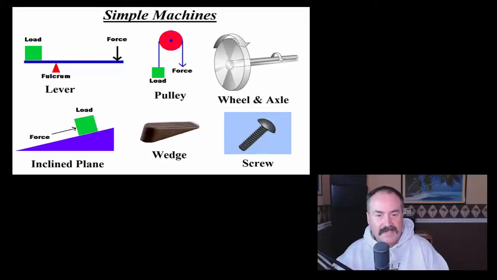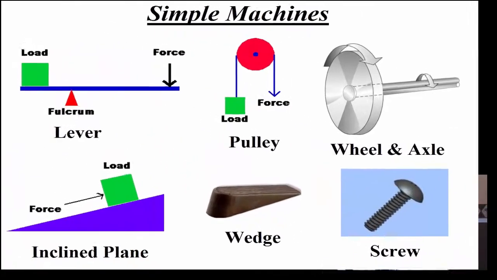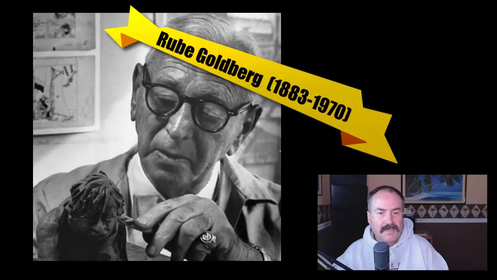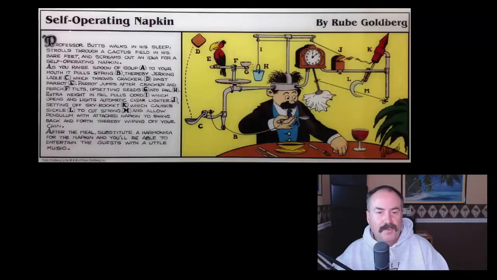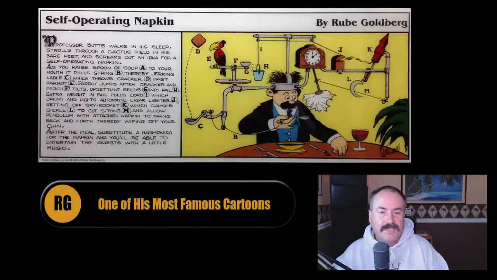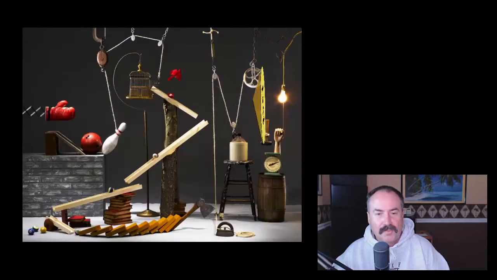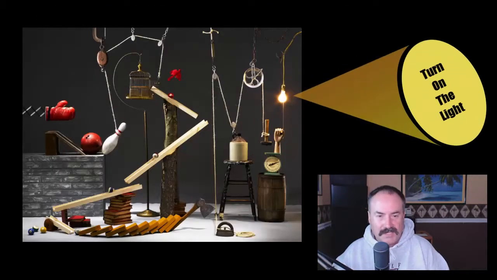If you can't remember the 6 different types of machines, here they are: the wedge, wheel and axle, lever, inclined plane, screw, and pulley. Named for the American cartoonist and inventor Rube Goldberg, who you see here, a Rube Goldberg machine is a deliberately over-engineered contraption built to perform a very simple task in a very complicated fashion. Most Rube Goldberg projects include several simple machines triggered to react in a chain reaction.